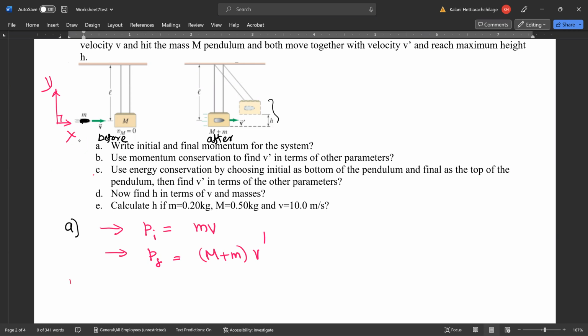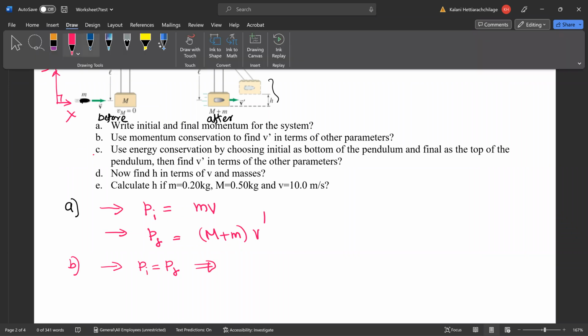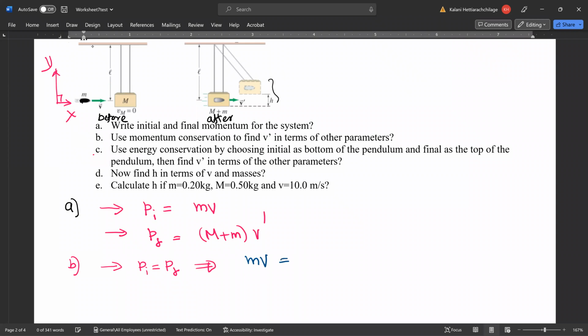Now we're going to move into part B. Use the momentum conservation to find the V prime in terms of other parameters. So we're going to write P initial equal P final, and then you will get the relation between V and V prime.